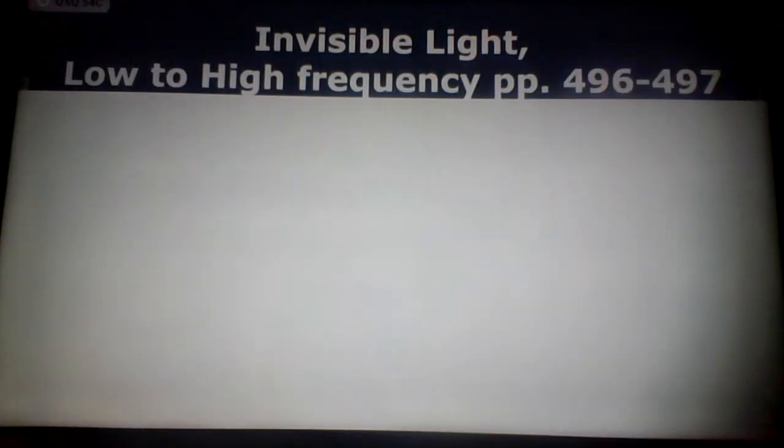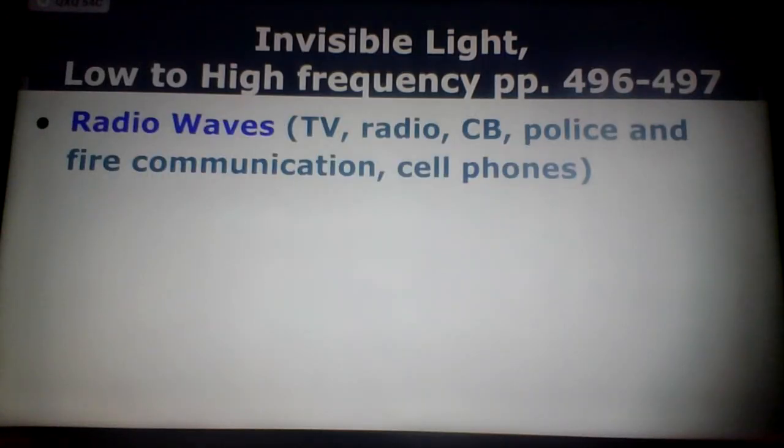Most of the light is invisible. Low to high frequency, we're going to list these in order from low to high frequency. These are categories. There are different kinds of radio waves. Things used for communication use radio waves.